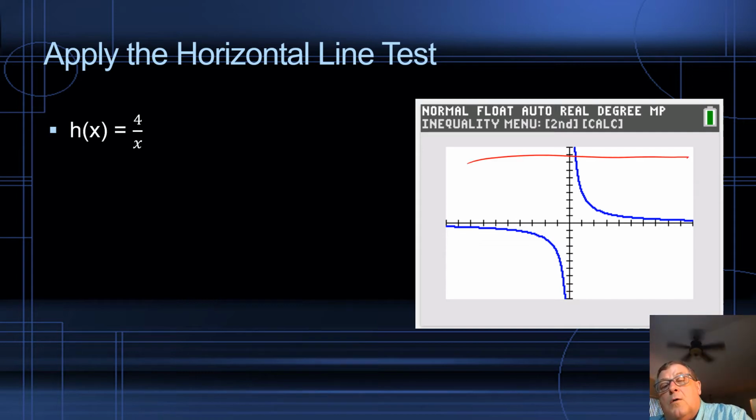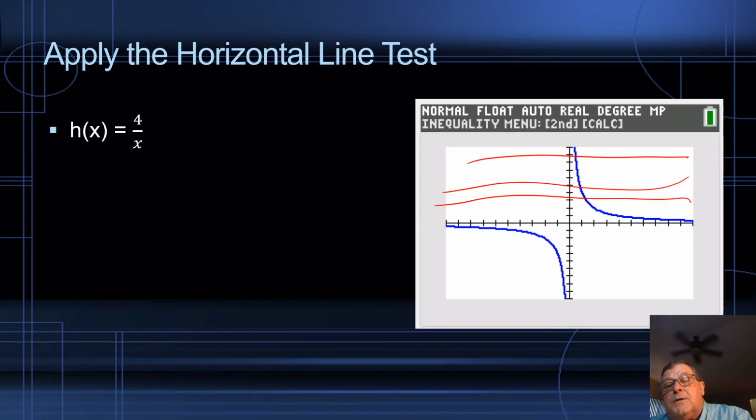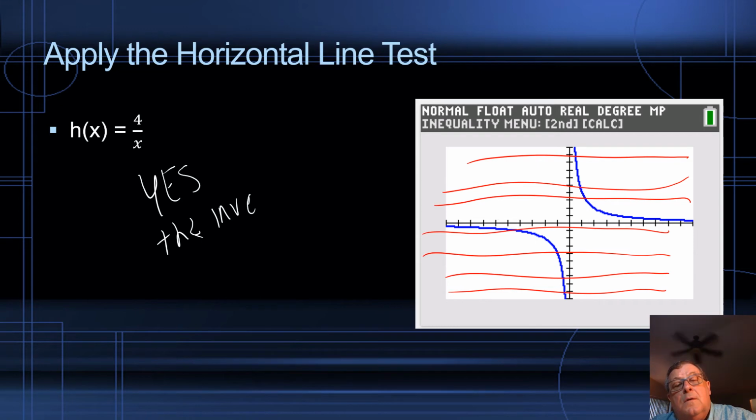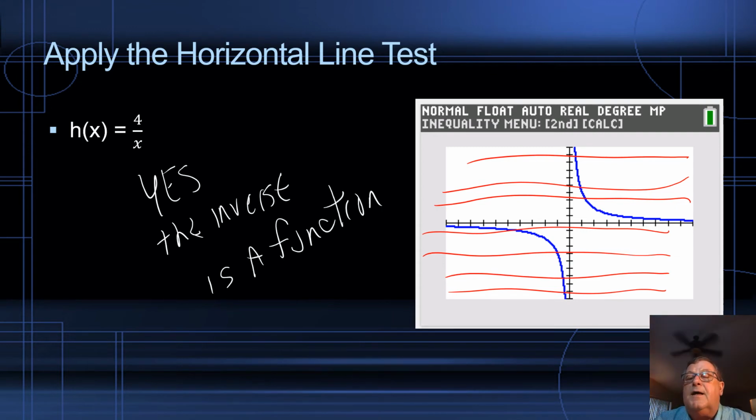And so if I were to draw horizontal lines through this graph, although they're not completely straight lines, you get the point. In this case, this function h of x equals 4 over x, yes, the inverse is a function. Applying the horizontal line test. Let's look at another one.